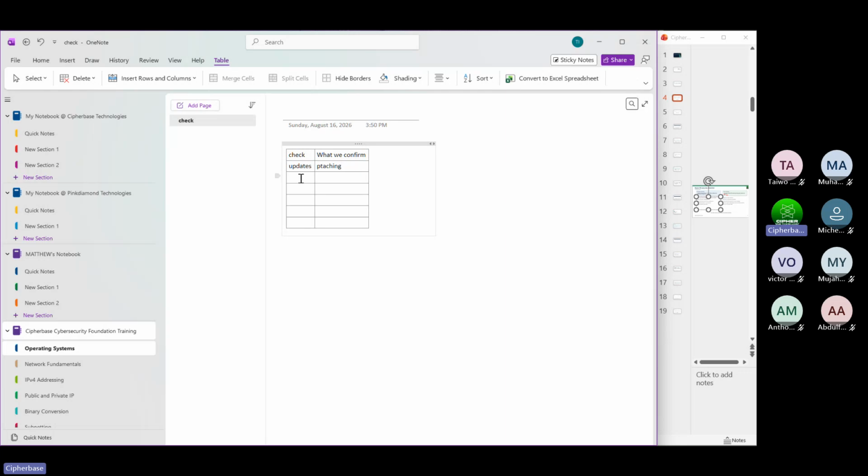The next thing that we normally check in many organizations is accounts.